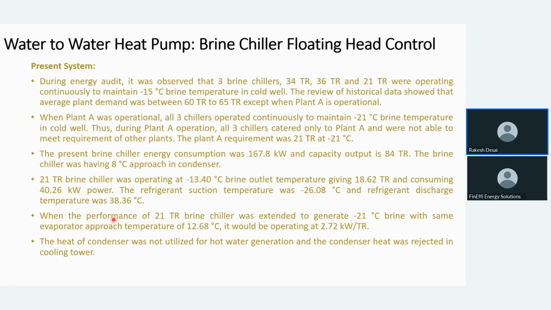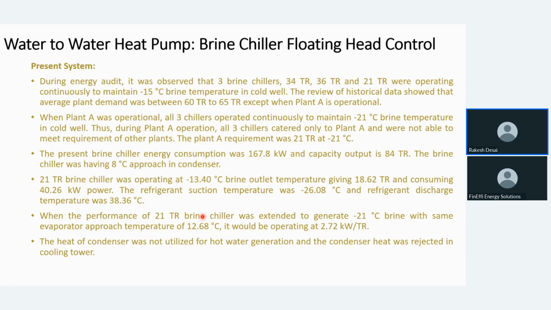Now, when the performance of this 21 TR brine chiller was extended to generate -21 degrees centigrade brine, maintaining the same evaporator temperature, it would be operating at 2.72 kW per TR. Whatever heat of condenser there was, it was not utilized for any hot water generation, and this heat was rejected in the cooling tower. This is the present system.